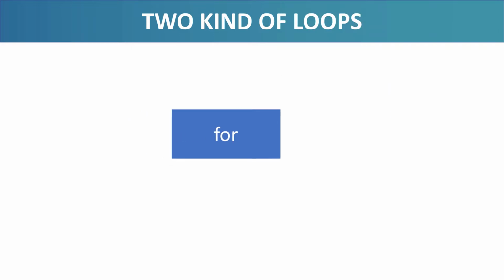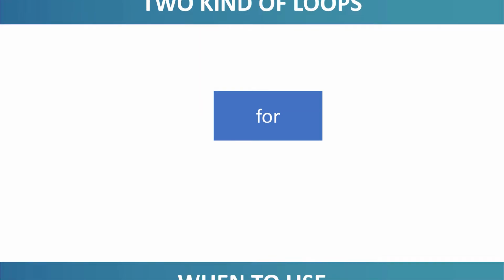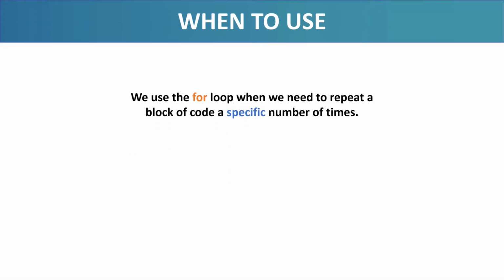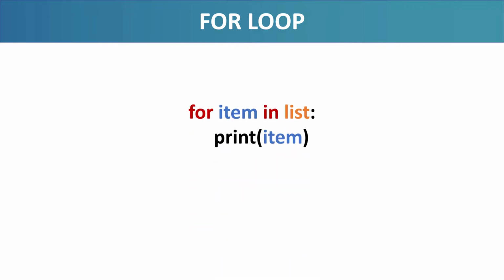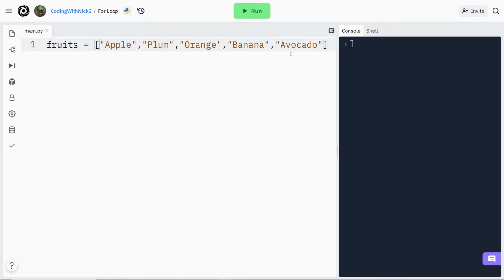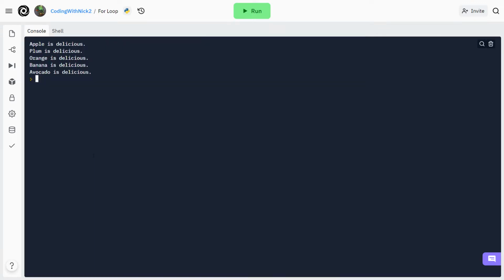For loops are the subject of today's video. A for loop is a type of loop used to repeat a block of code a specific number of times. In most cases, we use loops with lists when we know how many times we need to repeat a piece of code. For example, I have created a list of 5 delicious fruits, and for every fruit in the list, I want to print the fruit name and that it is a delicious fruit, like this.